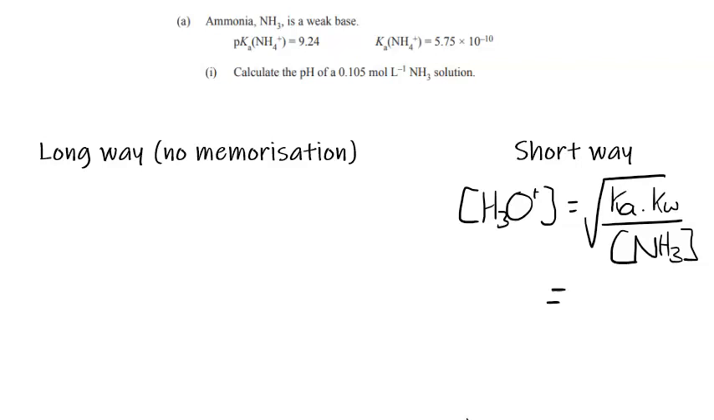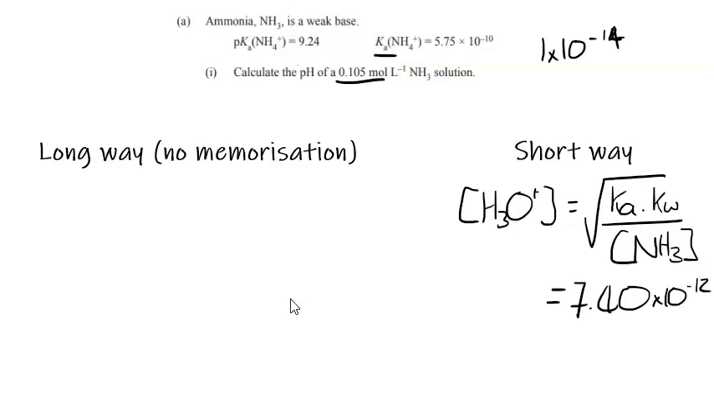So we just need to put in the values that are given to us. Ka is given here, Kw we need to remember is 1 times 10 to the power of negative 14, and then we're given the NH3 concentration there. If we put that into our calculator, we get 7.40 times 10 to the power of negative 12.